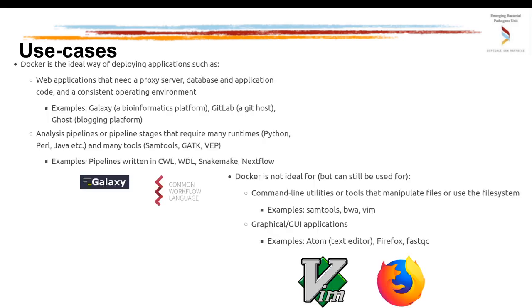Why and when do you want to use Docker? Docker is the ideal way of developing applications. For instance, a web application can consist of a proxy server, a database, and application code. For instance, we can say we have Galaxy, GitLab, and Ghost. Or we can use Docker to make pipelines to analyze data that require many runtimes, Python, Perl, Java, and many tools, such as JDK and so on.